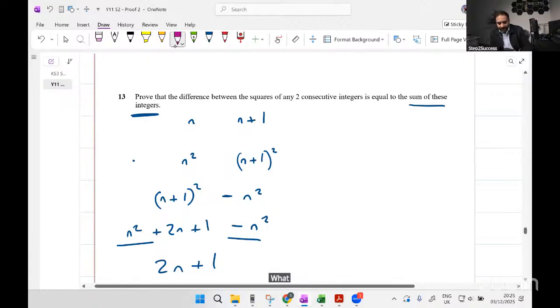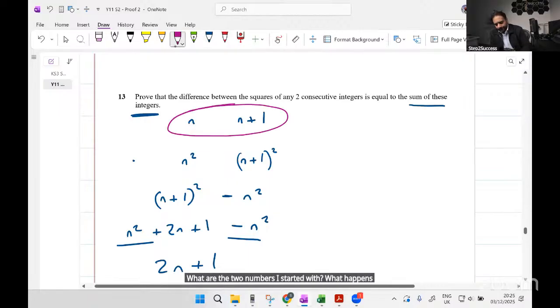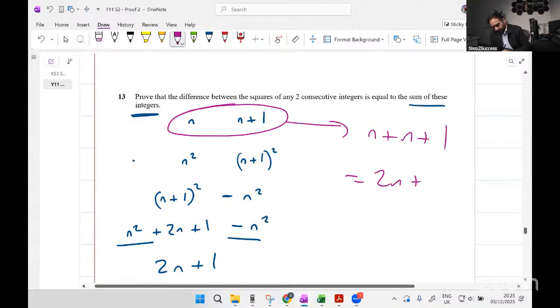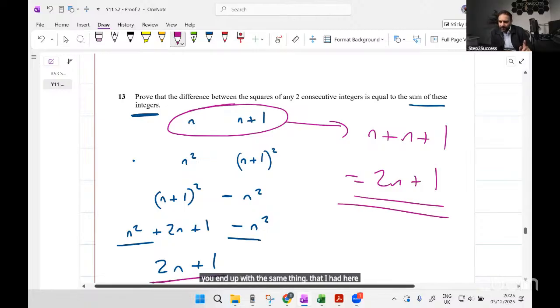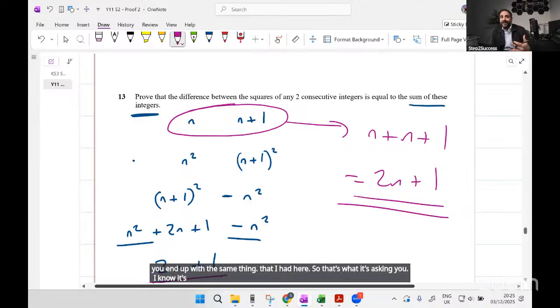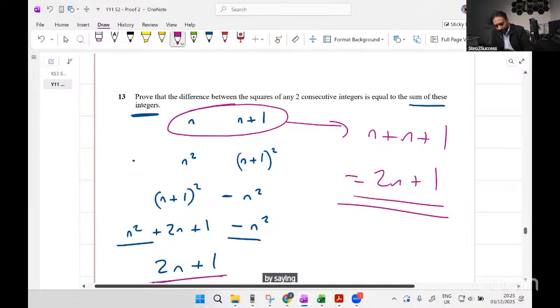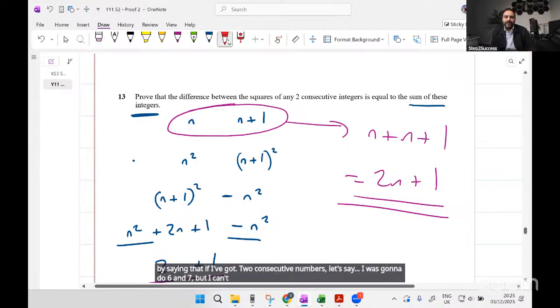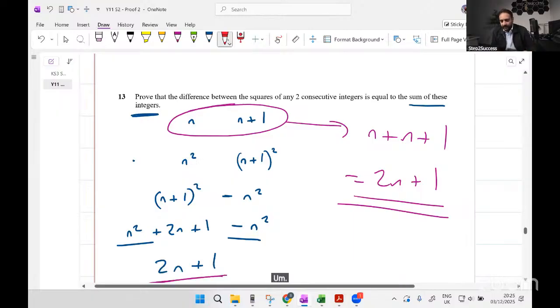What are the two numbers I started with? What happens if you add them up? You end up with the same thing that I had here. So that's what it's asking you. I know it's a wordy thing, and it's almost hard to get your head around what it's even saying. But it's saying that if I've got two consecutive numbers, let's say 3 and 4.